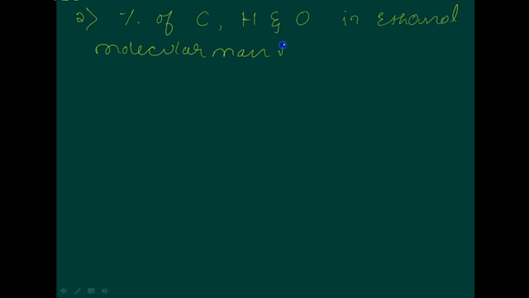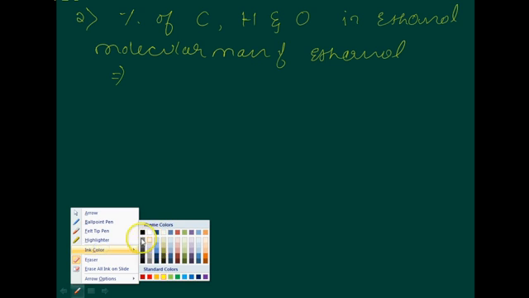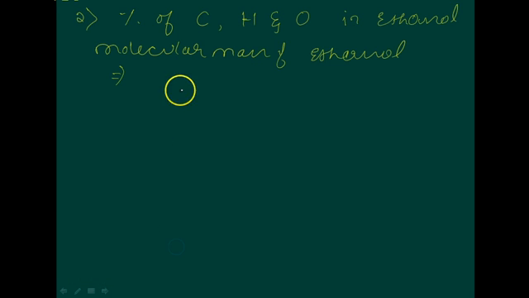Then another example: what is the percentage of carbon, hydrogen and oxygen in ethanol? First consider the molecular mass of ethanol. The molecular formula of ethanol is C2H5OH.